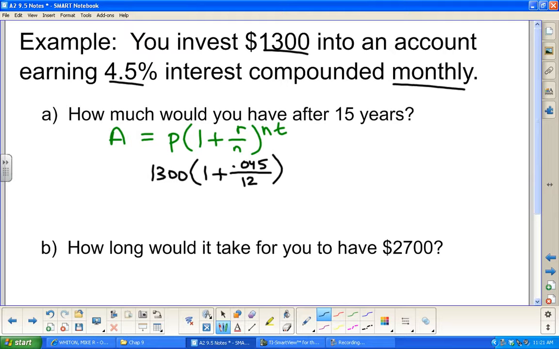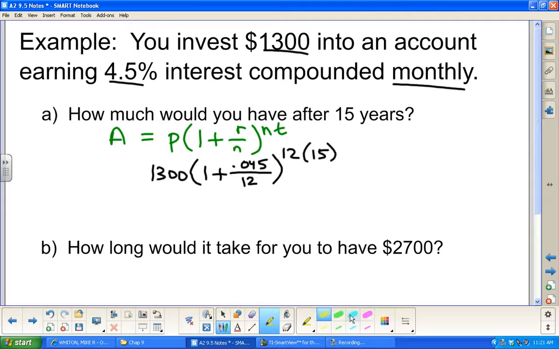And then again, n in the parentheses here, and the exponent I mean, is 12. And we are doing this for 15 years. So 12 times a year for 15 years. 12 times 15 will get you your exponent there. So now it is just kind of a straight calculator problem.